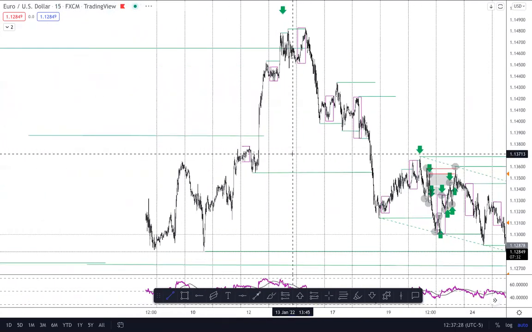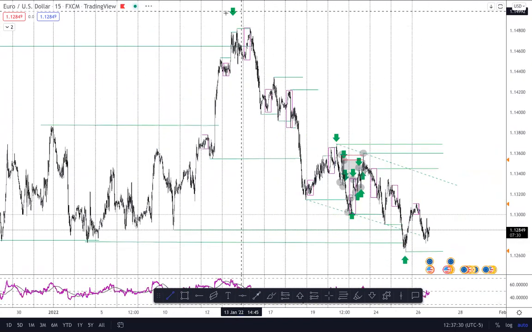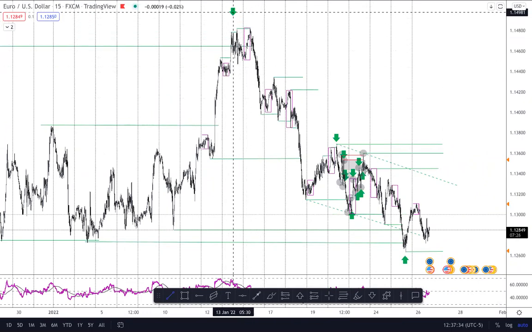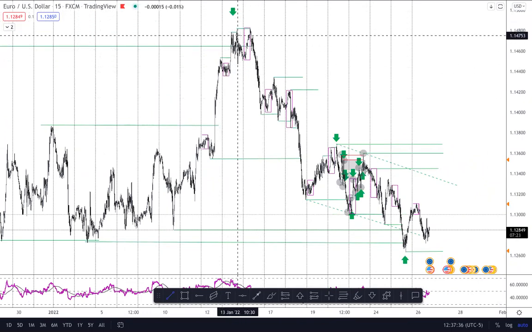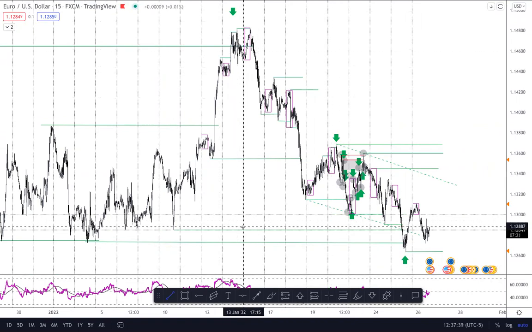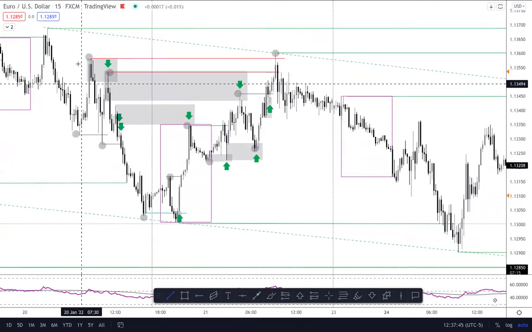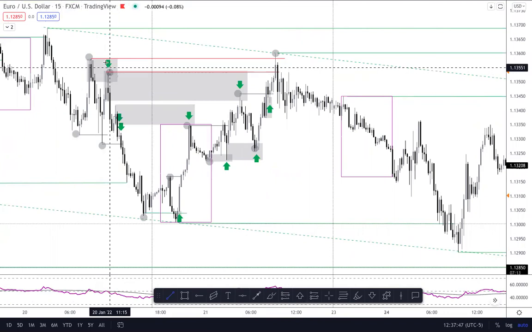I also know, high time frame, what has happened. Our last major sweep of external liquidity on the high time frame was right here. My high time frame bias still remains short until we sweep one of these liquidity points down here, right? So considering all that, we now know that this liquidity internally is going to act as reversals, right?